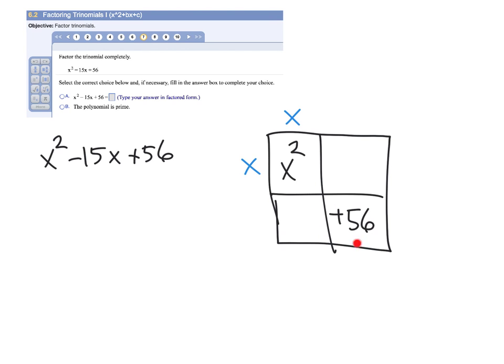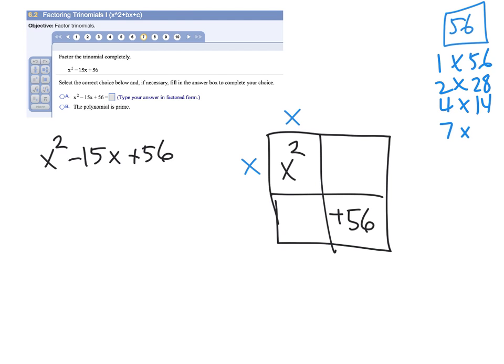Now let's think about this 56. Now, temporarily, I want you to ignore the signs. Just totally ignore the signs. And let's think about 56. How do you get 56? Well, 56 is, let's see, 1 times 56, it's 2 times 28, it's 4 times 14. It's, let's see, 6 times 9 is 54. So then it's 7 times 8 is 56. So there's all the ways that you can multiply to get 56.